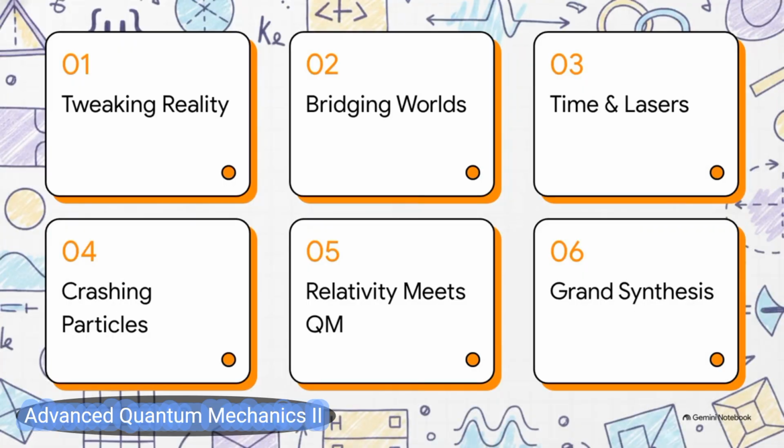Here's our roadmap for fixing those failures today. 1. Tweaking reality. 2. Bridging classical and quantum. 3. Time, lasers, and light. 4. Crashing particles. 5. Relativity meets quantum mechanics. And finally, 6. The grand quantum synthesis. We're going to take you from minor mathematical tweaks all the way to synthesizing a complete model of the universe.